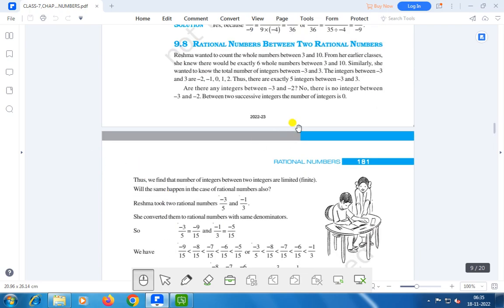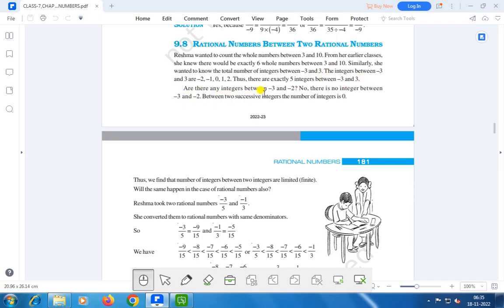Rational numbers between two rational numbers. Resma wanted to count the whole numbers between 3 and 10. From our earlier classes, she knew there would be exactly 6 whole numbers between 3 and 10. Similarly, she wanted to know the total number of integers between minus 3 and 3. The integers between minus 3 and 3 are minus 2, minus 1, 0, 1, 2. Thus, there are exactly 5 integers between minus 3 and 3.